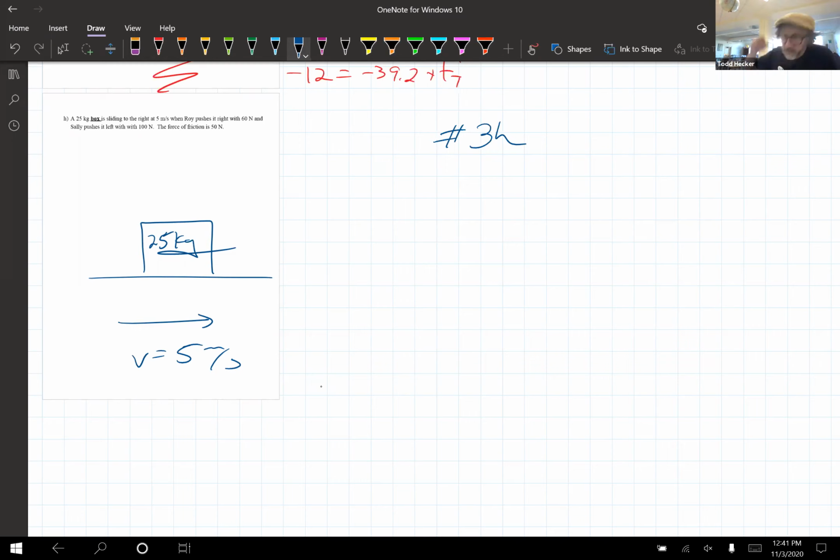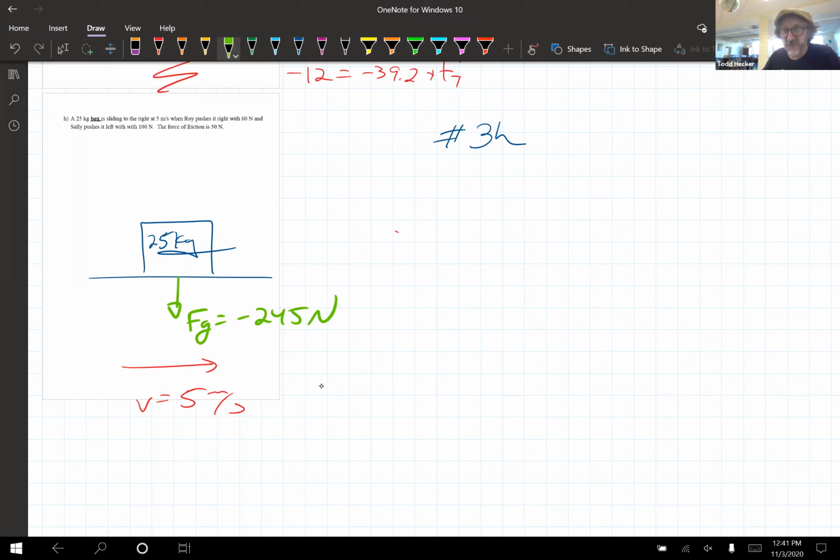So let's see. Every time you make a free body diagram, you should start with your force of gravity. So I'm going to give myself a little room. Here we go. Oh my goodness, I am struggling here. Let's try again. All right, so our force of gravity is going to be negative 245 newtons.